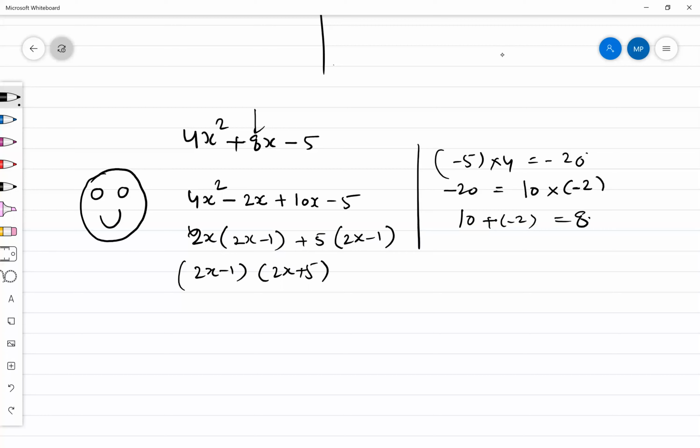So 2x minus 1 and 2x plus 5. Yes, let me see who else. Yes, Anna, good. 2x plus 5, 2x minus 1. Yes, Harshil, you got the same answer. Yes, Faraz, good. Harshil, I'm waiting for you. You got the same? Yep.